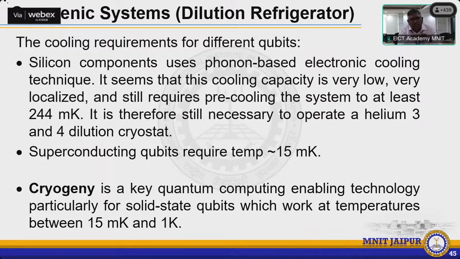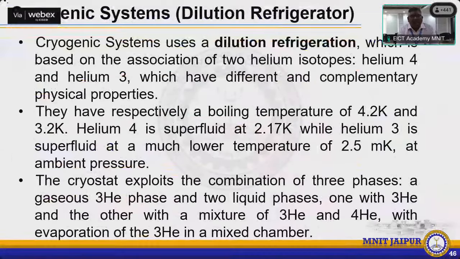Lastly, we have the superconducting qubits, which require a temperature of about 15 millikelvin, approximately 10 to 20 millikelvin. So cryogenics is basically the key quantum-enabling technology, particularly for solid-state qubits, which do not work at room temperature but at temperatures between 15 millikelvin and 1 Kelvin. The cryogenic systems use dilution refrigeration, which is based on the association of two helium isotopes, helium-4 and helium-3, which have different and complementary physical properties. You mix them; they have different boiling temperatures, 4.2 Kelvin and 3.2 Kelvin.